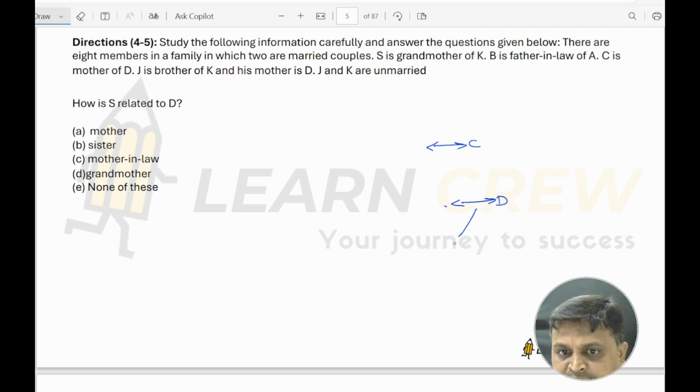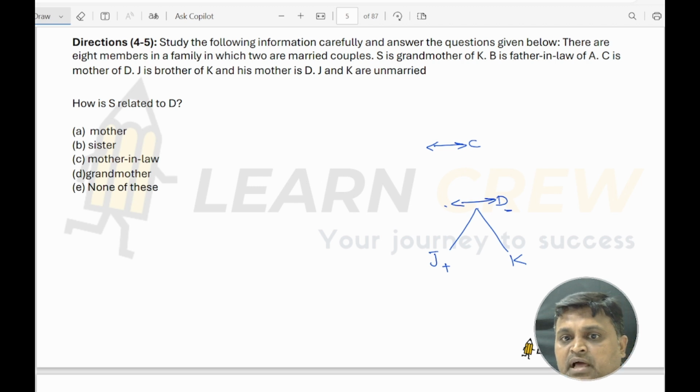So I can say this married couple, J is the brother of K. And J and K are unmarried. J is the brother of K and his mother is D. Next, what else is given?